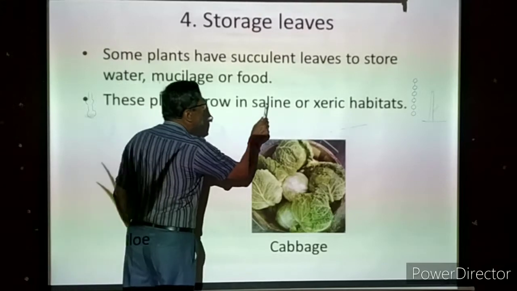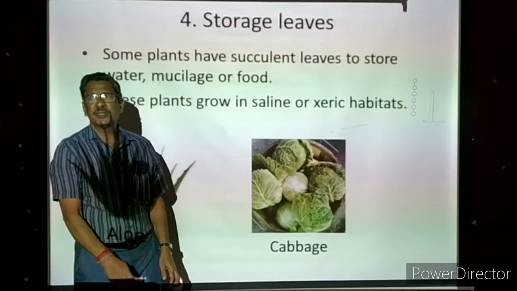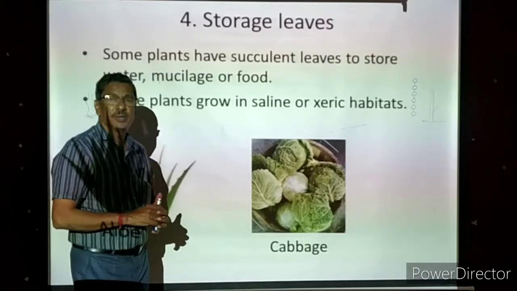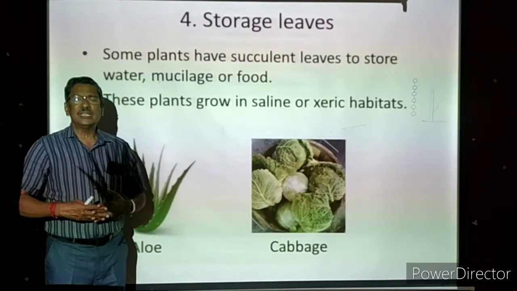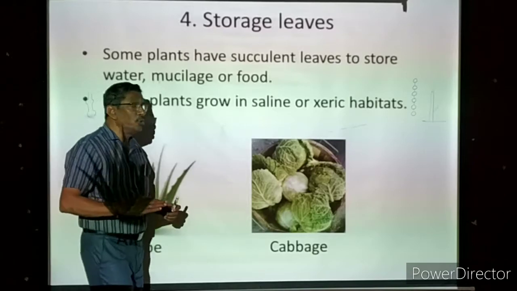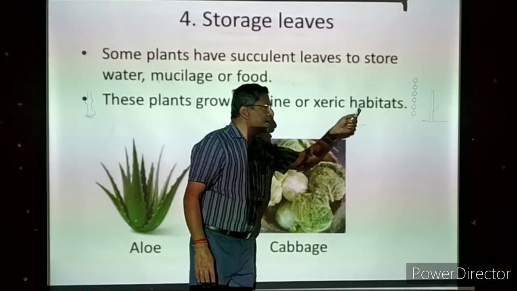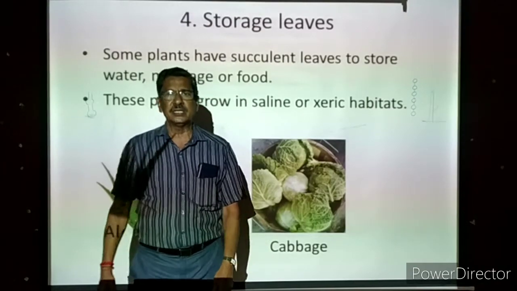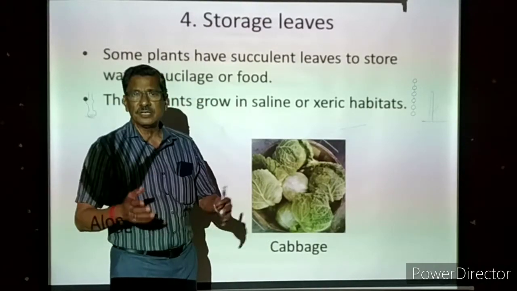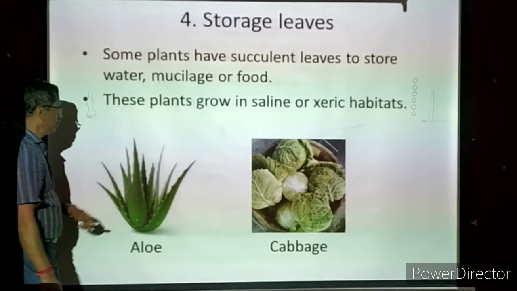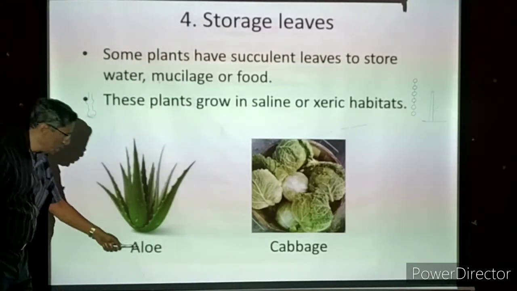These plants grow in saline areas. What is the meaning of saline area? The soil is slightly having more salt, not too much. So the soil is unusual and has a larger amount of salt. That is saline area or xeric habitats. Xeric means dry places like desert or the sides of the desert. That is xeric habitats. Now we are going to take the first one, aloe.